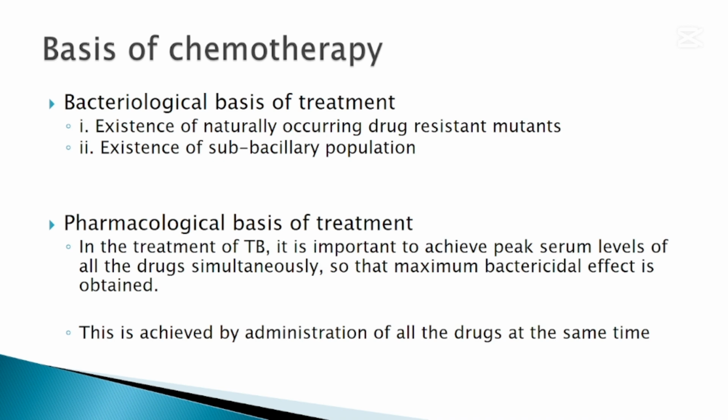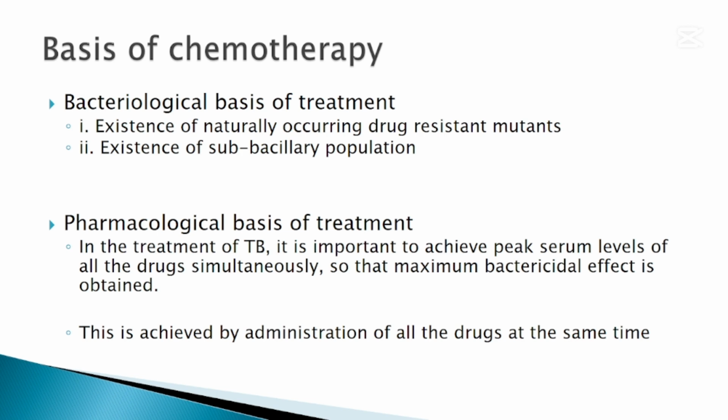As an example, in a million TB bacilli, there is one bacillus which is resistant to INH. Likewise, in a million mycobacterial population, one bacterium is resistant to rifampicin. This is not because of previous exposure to anti-TB drugs or anything, but these are naturally occurring mutants. So we have to consider this fact when we treat the patient with anti-TB drugs. The other important fact is that there are subbacillary populations which have different metabolic rates and live in different environments. So these two bacteriological factors should be considered when we give anti-TB treatment. I will explain this subbacillary population more in a minute.